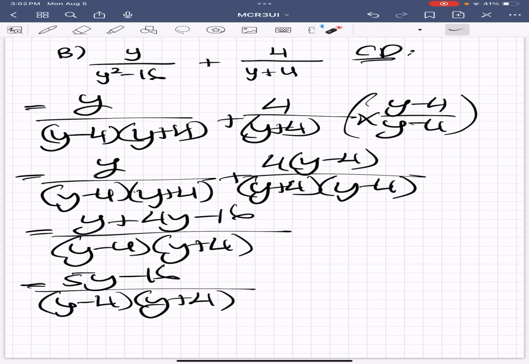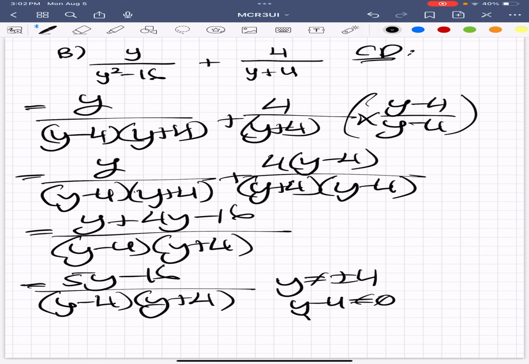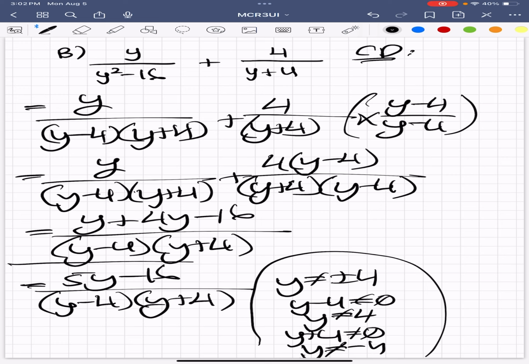So we have (5y - 16) over (y - 4)(y + 4). y cannot be plus or minus 4, so y - 4 cannot equal 0, so y cannot equal 4, and y + 4 cannot equal 0, so y cannot equal negative 4. So we have 5y - 16 over y - 4 and y + 4. So that's our answer.